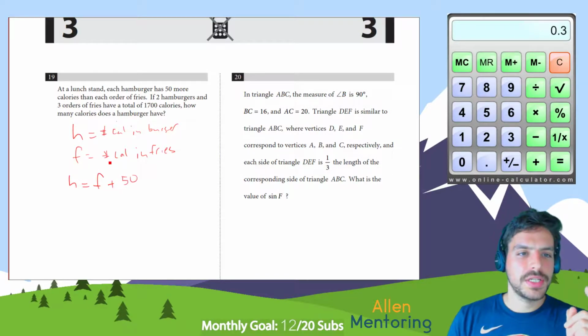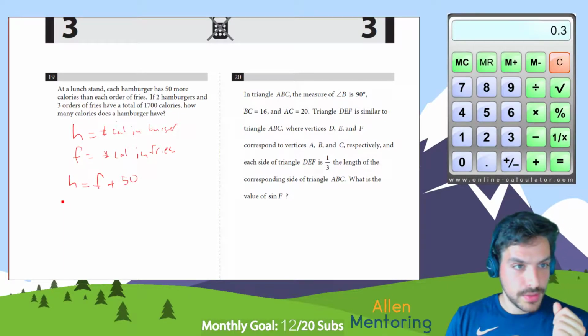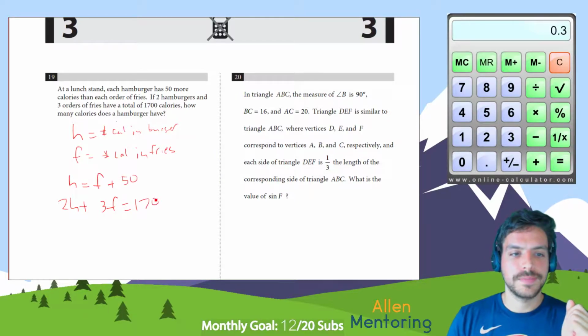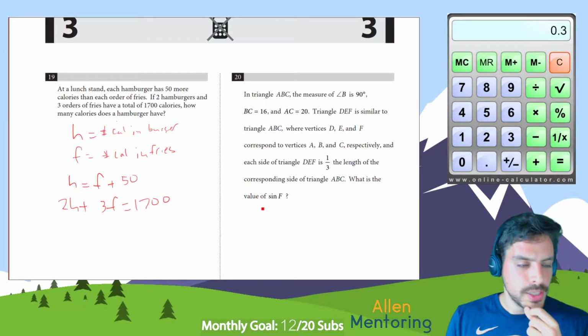Our second equation is 2 hamburgers and 3 orders of fries have a total of 1,700 calories. So how do we write that equation? So that's simply 2H plus 3F is equal to 1,700. And with a system of equations, if you have 2 variables and you have 2 equations, then that's enough for you to solve for both variables. So in this case, we're going to use the substitution method. This is actually exciting. Earlier in this test, we did the elimination method, and now we're going to use substitution. So how do you do substitution?